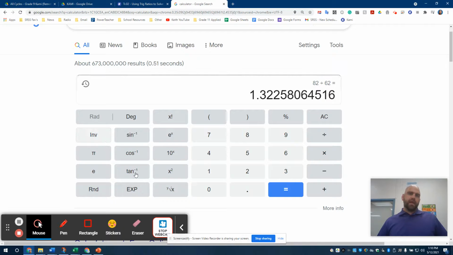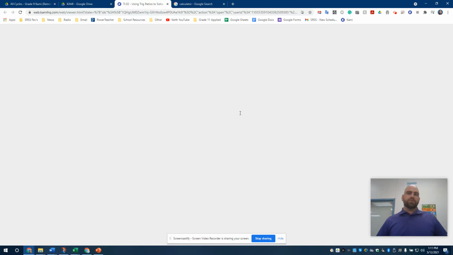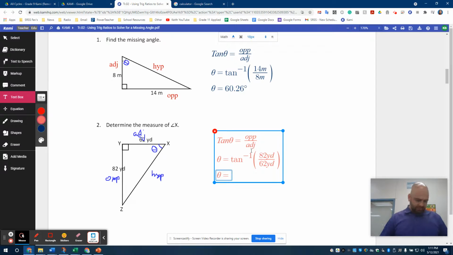Inverse tan, and I have to put in an answer, you may not have to. Again, we'll talk about that in class. 52.9 degrees. We're going to round to 53 degrees. I'm just going to call this one 53 degrees. Again, often we just do it to the nearest degree. Sometimes we'll ask you to do 2 decimal places, but for the most part, we'll round it to the nearest degree.